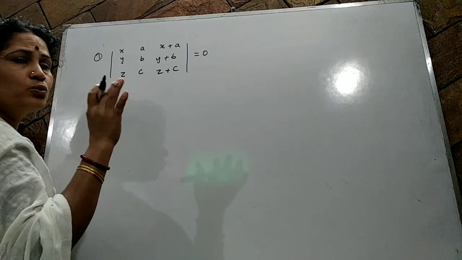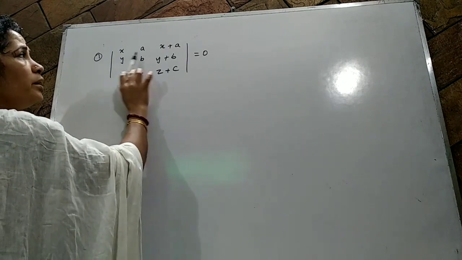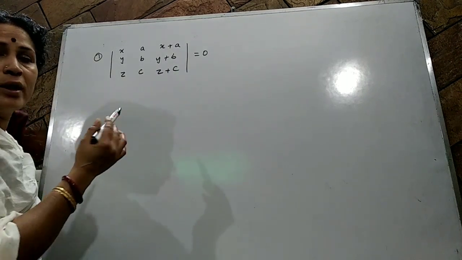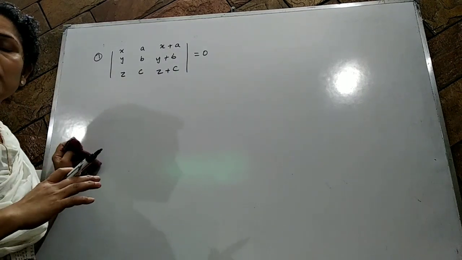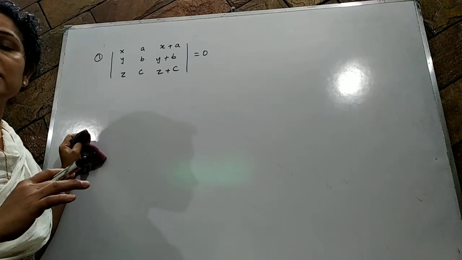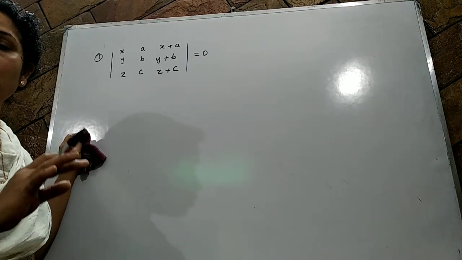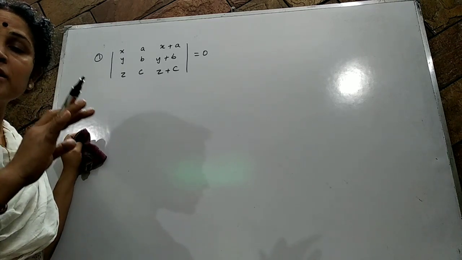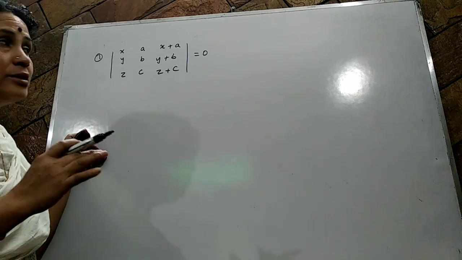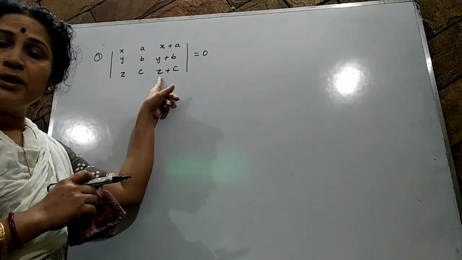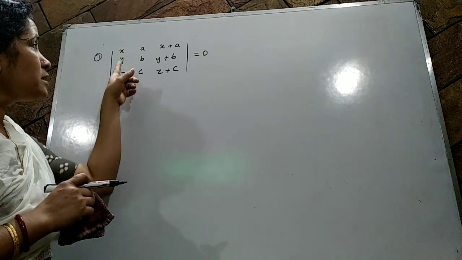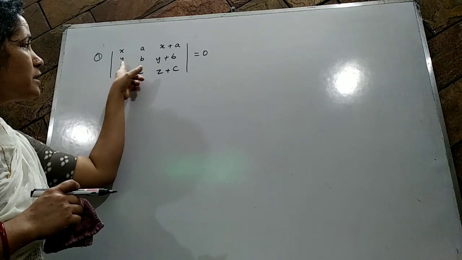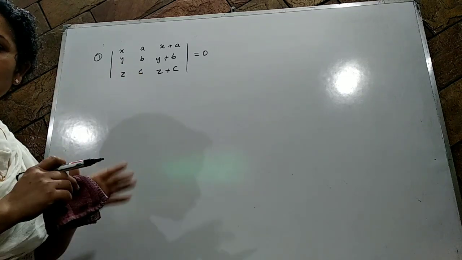Here there are so many ways. Number 1, if you want, this is x plus a, you can split it into 2 matrices. We have seen yesterday one property: if all elements of a row or column are a sum of 2 or more elements, then the determinant can be expressed as a sum of 2 or more determinants. Using that property, you can split this into 2 determinants. Otherwise, here x plus a, here x, here a. If you are adding, you will get x plus a, y plus b, z plus c. That is up to your choice.